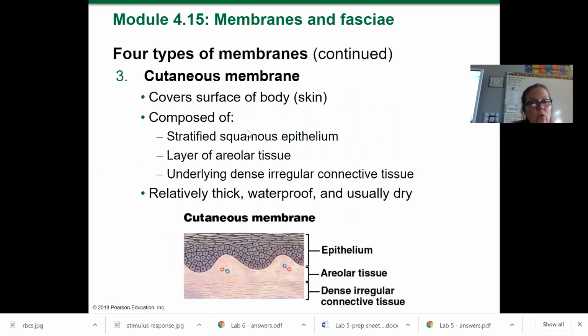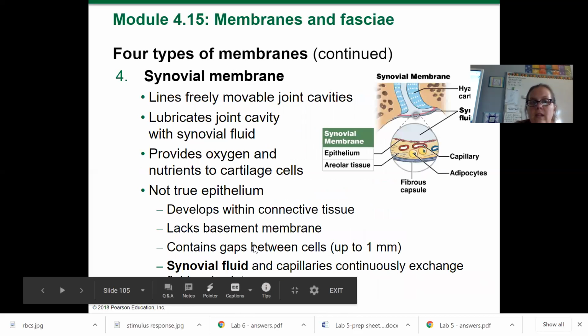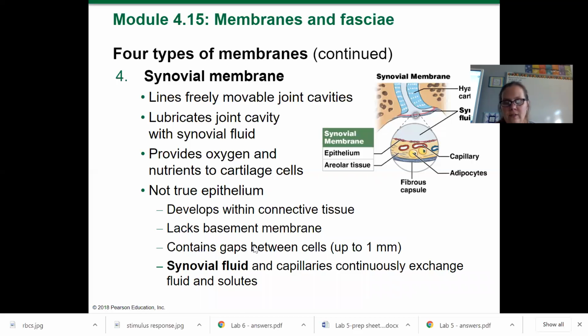Cutaneous membranes cover the whole surface of the body. When you're talking about your skin, that's the cutaneous membrane. It's composed of stratified squamous epithelium, areolar connective tissue, and dense irregular connective tissue. It's thick, waterproof, and dry. And synovial membranes: when you see the word synovial, think joints. These line all the joint cavities. They have a fluid that lubricates the joint, called synovial fluid. It also provides oxygen and nutrients to the cartilage in that area.